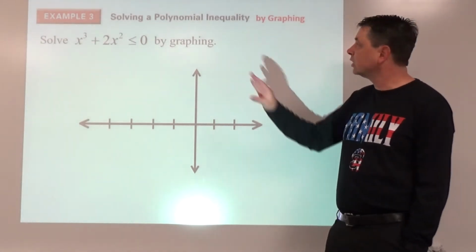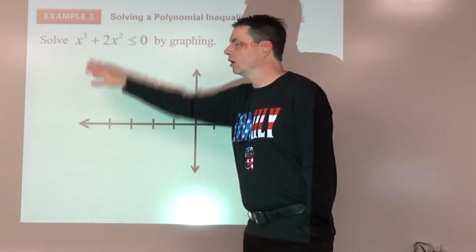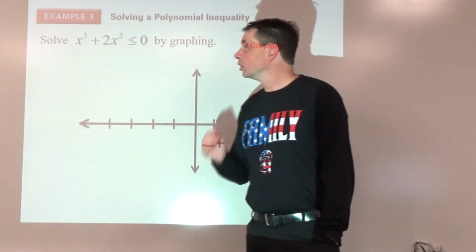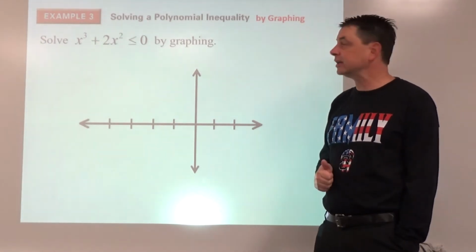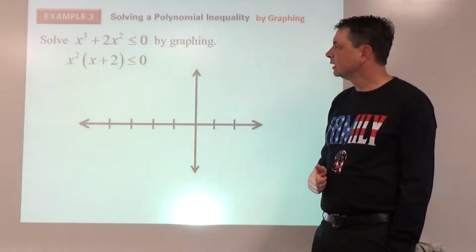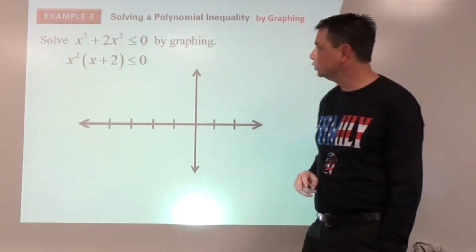So we can also solve the polynomial inequality by graphing. So we're going to solve this by graphing. We're going to factor to look for the x-intercepts. So we've got an x-intercept at 0, x-intercept at -2.